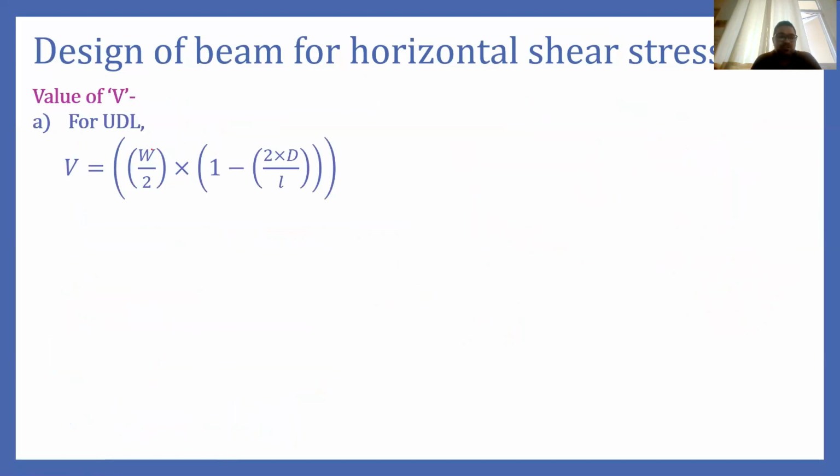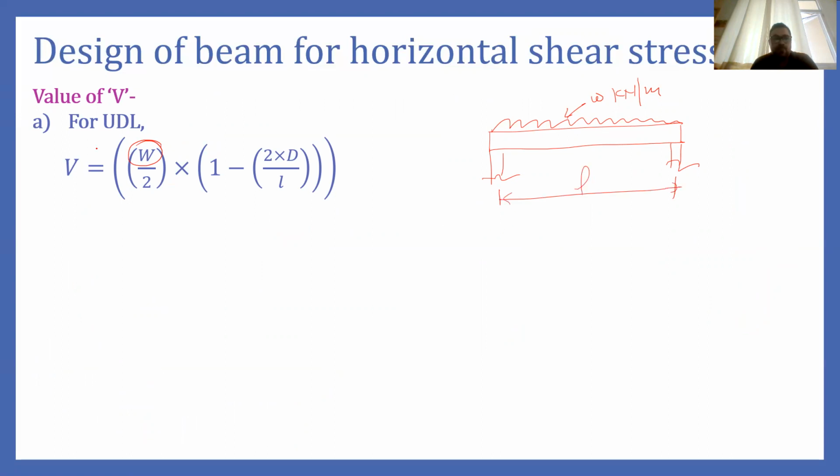And this W is basically the capital W. So total load, for example, if this beam is subjected to a UDL, and the intensity of UDL is small w kilonewton per meter, and if this is the effective span, then this capital W will be the total load, and total load will be load per meter length multiplied by total length. So that becomes small w into L.